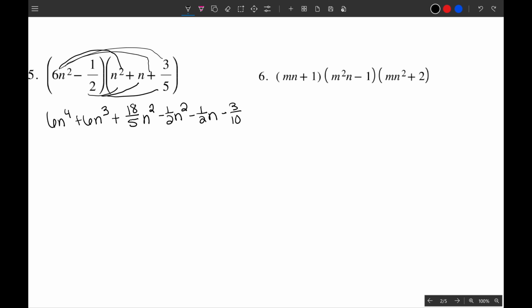All right, put these in degree order. I have 1 degree of 4, so 6n to the fourth. I have a 6n to the third. Nothing goes with that either, so plus 6n to the third. I have an n squared here and another n squared here, so 18/5 minus 1/2 is positive 31/10 n to the second. And then I have a lonely 1/2 n, so minus 1/2 n, and then minus 3/10.